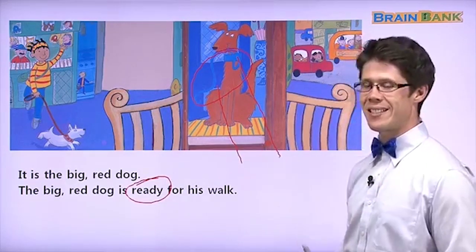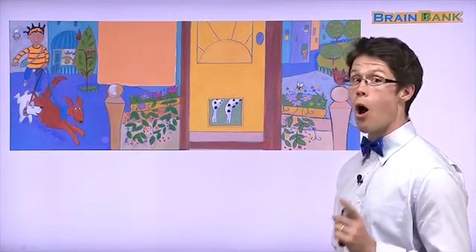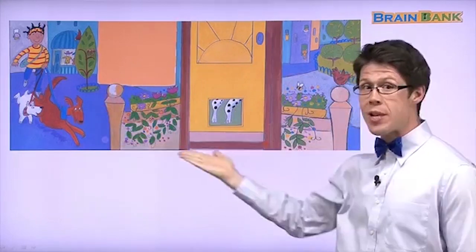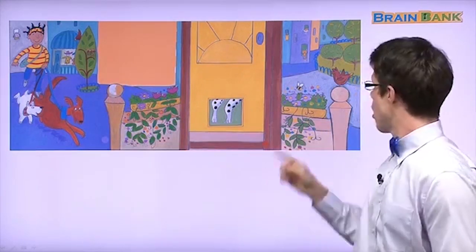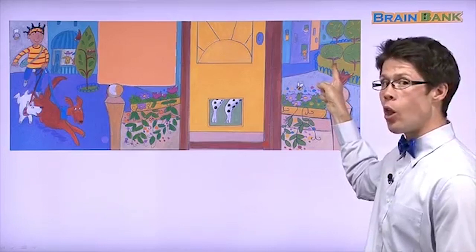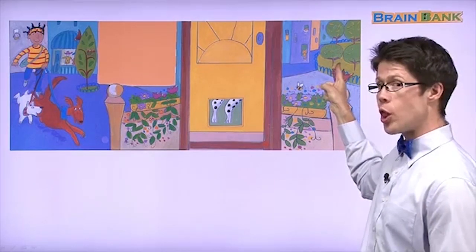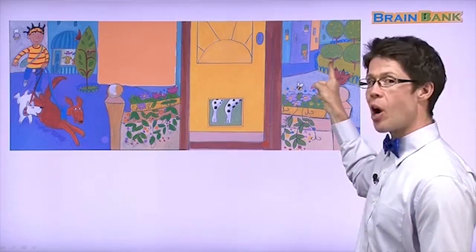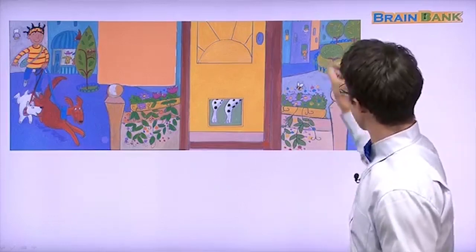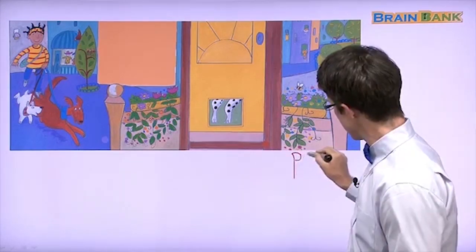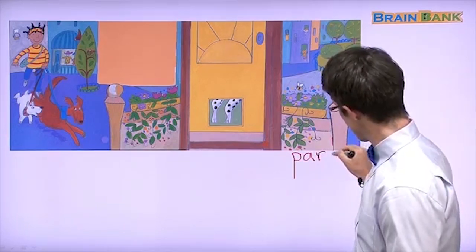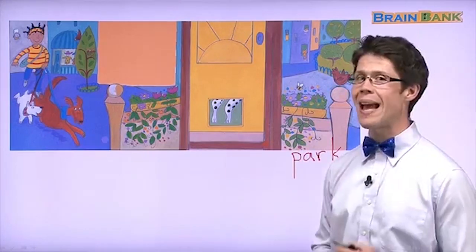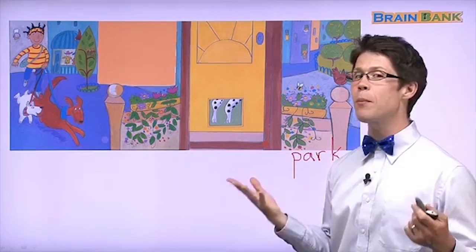All right, let's continue. On this page we have a new dog and a new neighborhood. Look at this neighborhood. Over here we have a 공원 in Korean. 공원. In English, what do we say? A park. All right. That is a park. P-A-R-K. Park. Looks very beautiful. 아름다운 공원. A beautiful park.